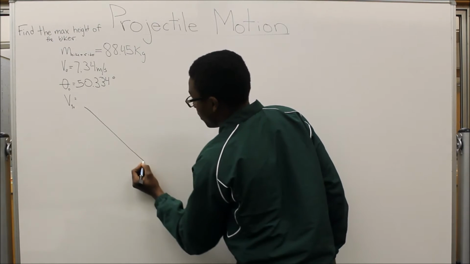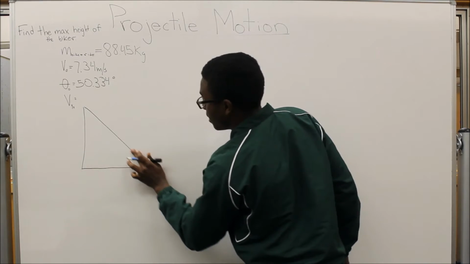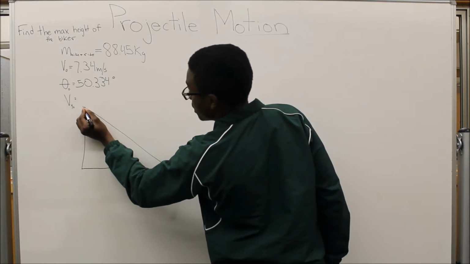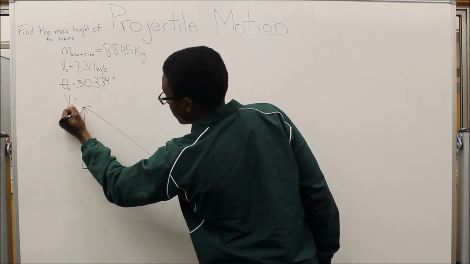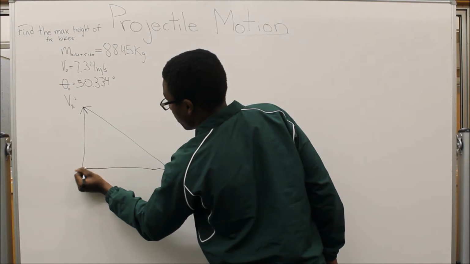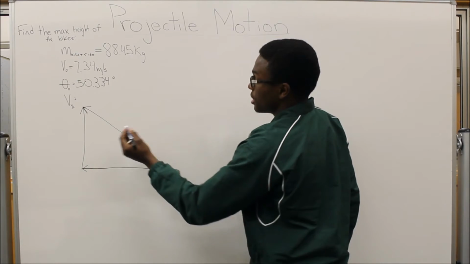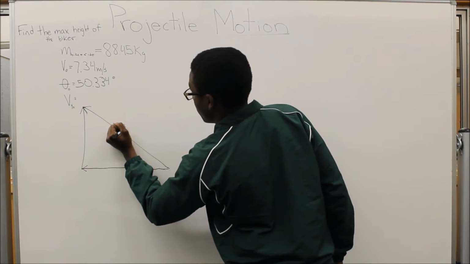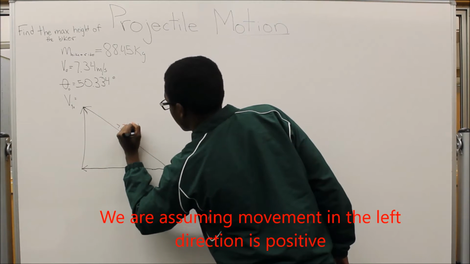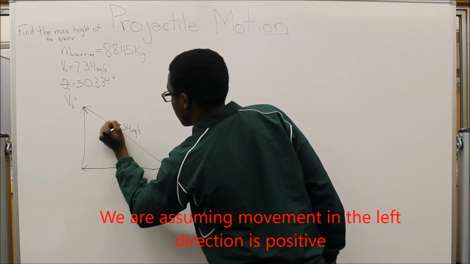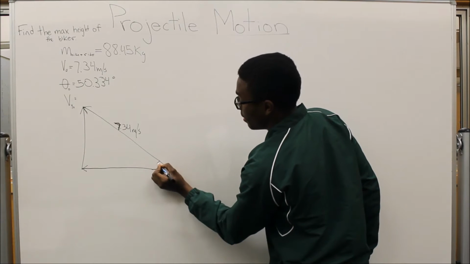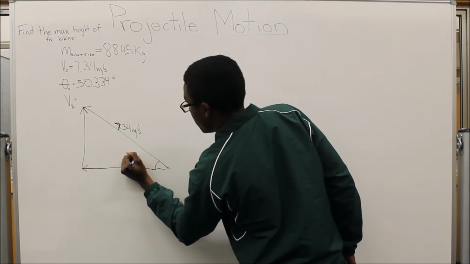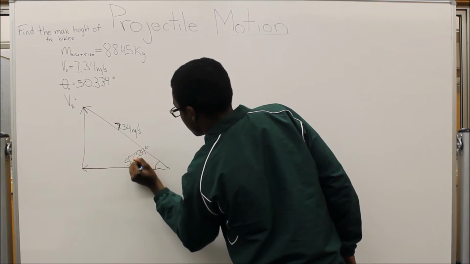So we can make a triangle. Since velocity is a vector, it's going to have vertical and horizontal components. So we know that the hypotenuse of the velocity is 7.34 meters per second, and we also know that the angle here is 50.334 degrees.